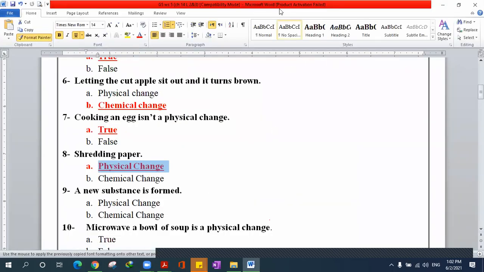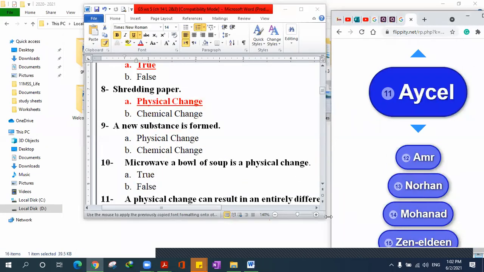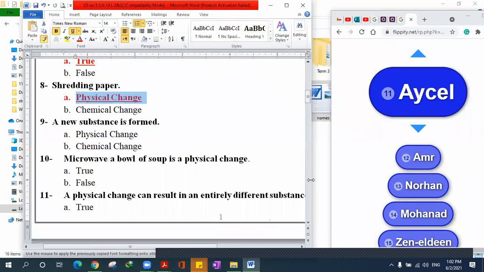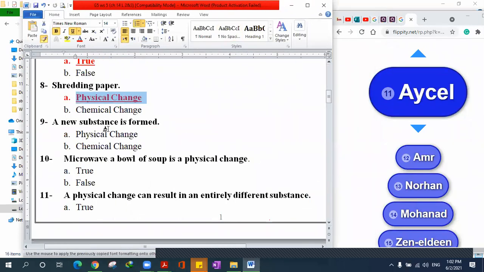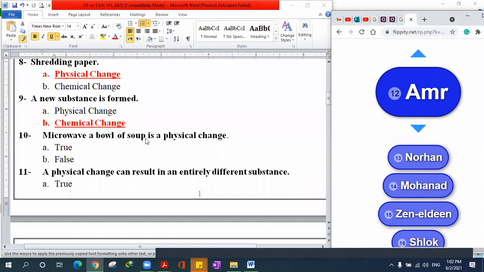Okay, now let's move to the next question, number 9. We have Aysel. Aysel, did you answer before? Yes, I answered. Okay, Aysel, you can answer this one too. A new substance is formed. Is it physical or chemical change? Chemical change. Chemical change, well done. Amr is next. Amr, you can answer number 10.